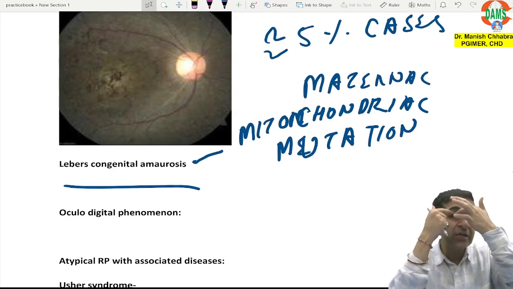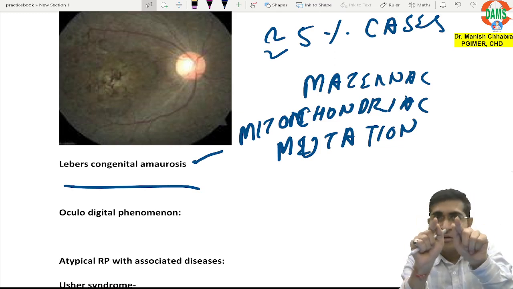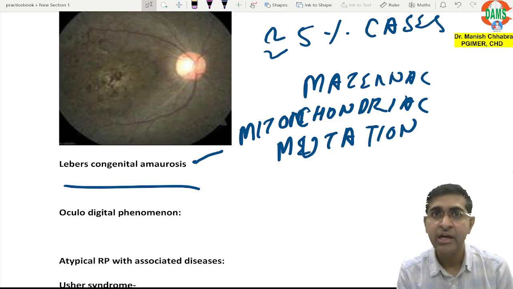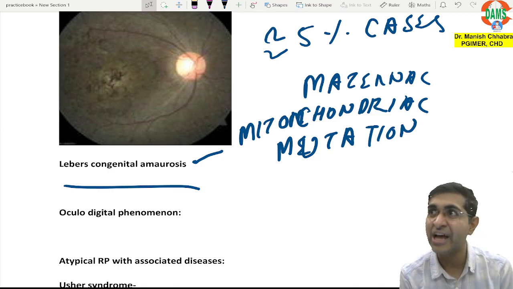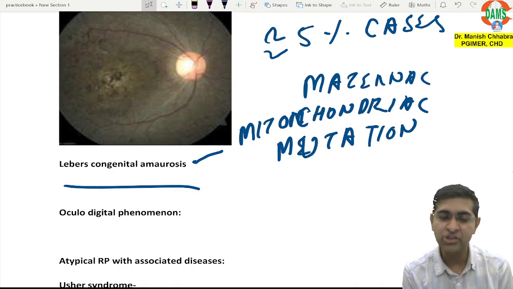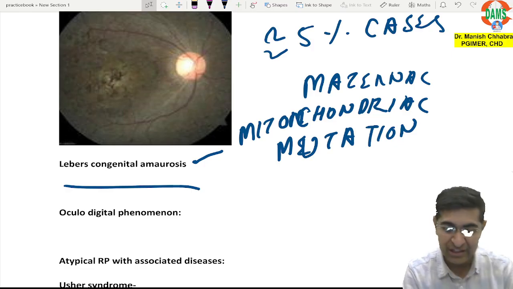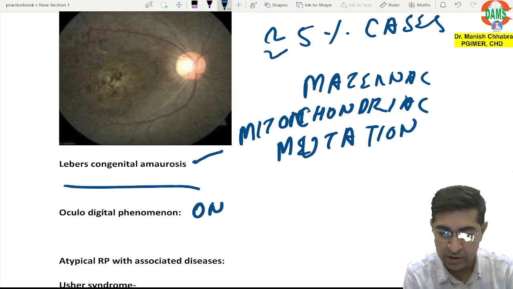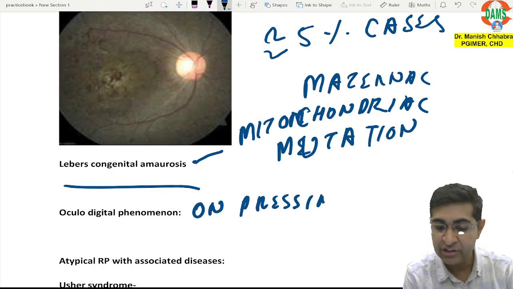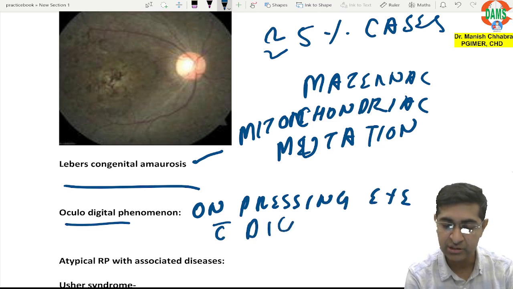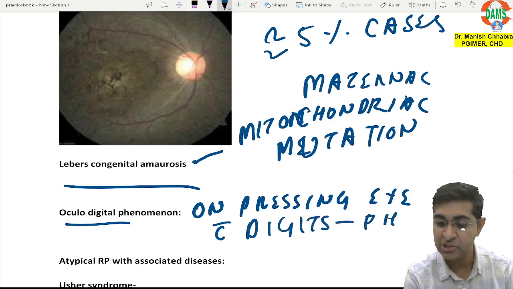So you press the eyes with your two index fingers, and there will be photopsia. Photopsia means flashes of light, and the child will feel very good because the child has not been able to see clearly, and suddenly on pressing it there will be flashes of light and the child will have a very good feeling. So this is oculodigital phenomenon, pressing the eye with digits. As the name suggests, pressing the eye with the digits. So there is photopsia, which is flashes of light.